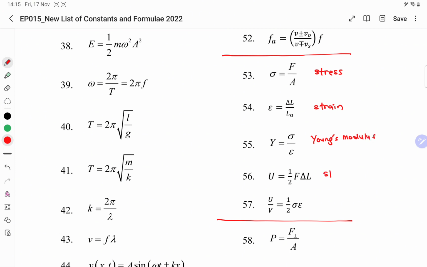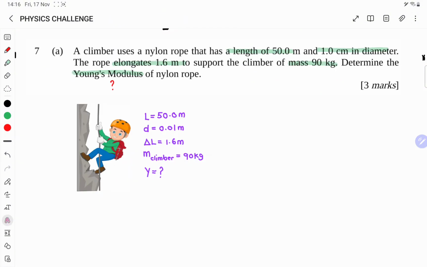56 is the strain energy, and 57 is strain energy per volume. Then the first thing to do is to extract all the informations from the questions. So these are the information, and then understand what the question wants. The question is asking for the Young's modulus.